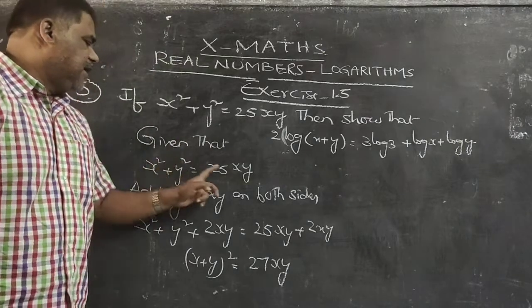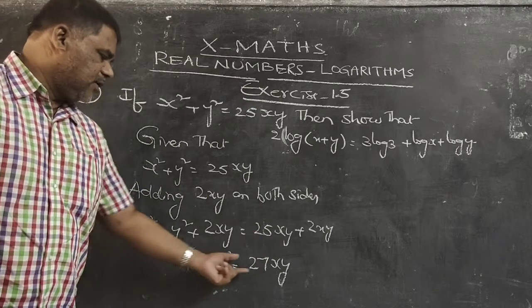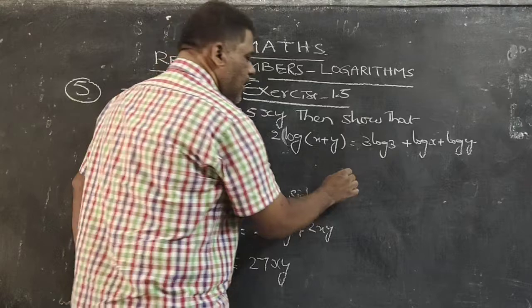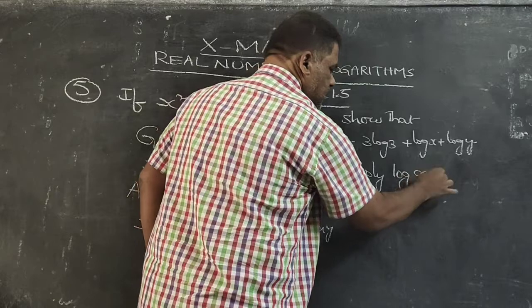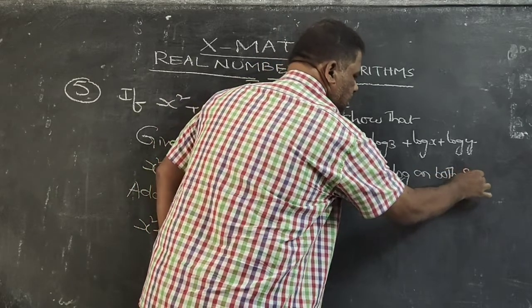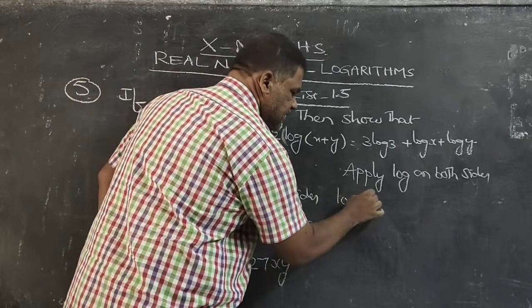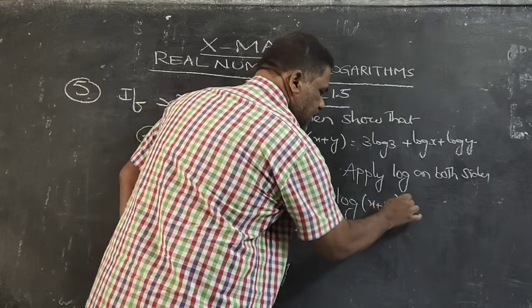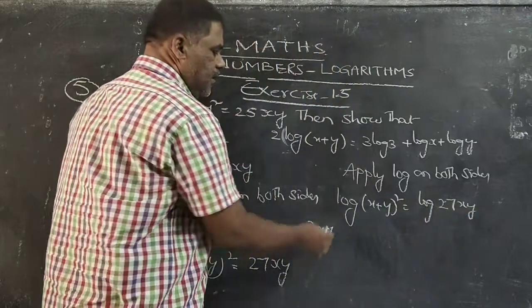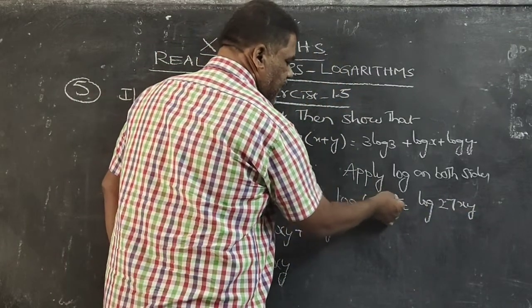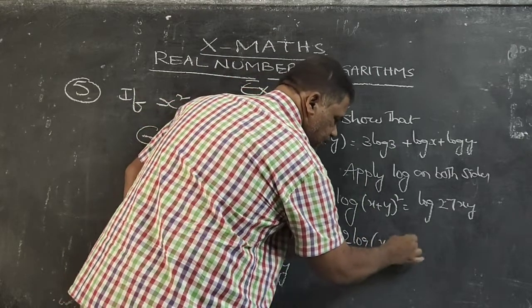So using the given condition, after adding 2xy on both sides, we got (x plus y) whole square is equal to 27xy. Now apply logarithm on both sides. So left hand side is log (x plus y) whole square, and right side we get log 27xy. Log a to the power m, if the number has a power it comes as a coefficient, so it will become 2 log (x plus y).